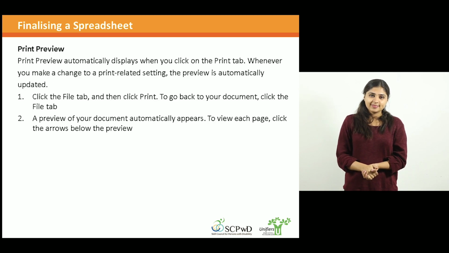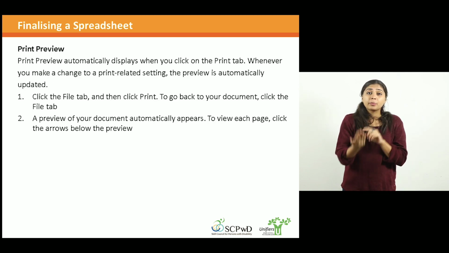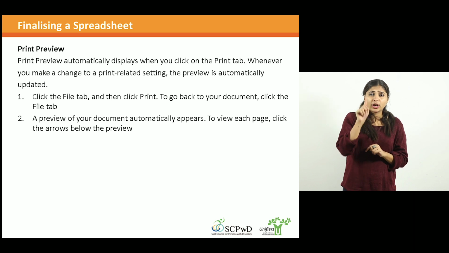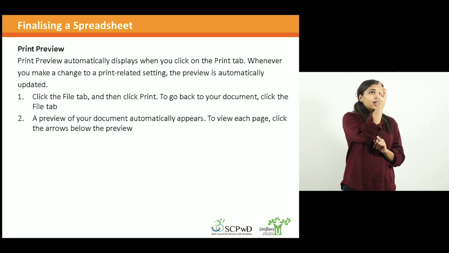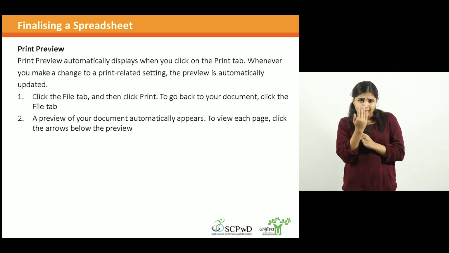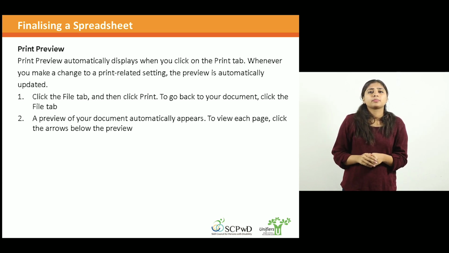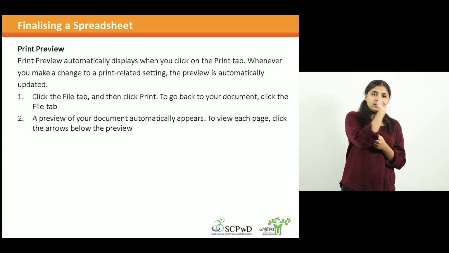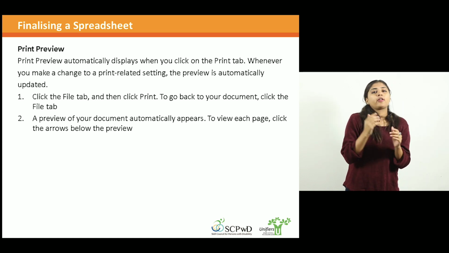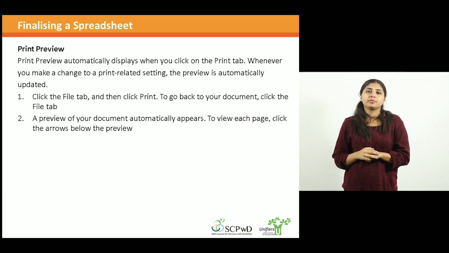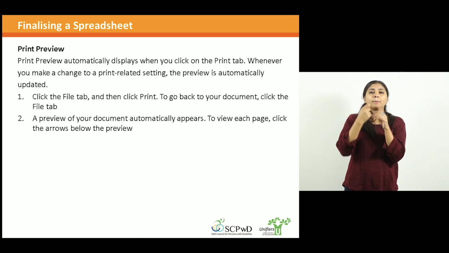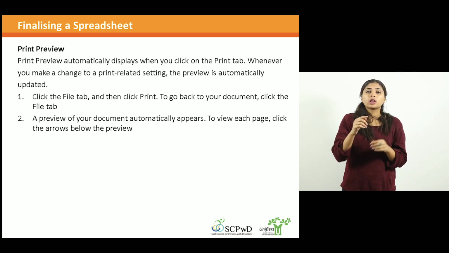Print Preview. Print Preview automatically displays when you click on the Print tab. Whenever you make a change to a print-related setting, the preview is automatically updated. Click the File tab and then click Print. To go back to the document, click the File tab. A preview of your document automatically appears. To view each page, click the arrows below the preview.